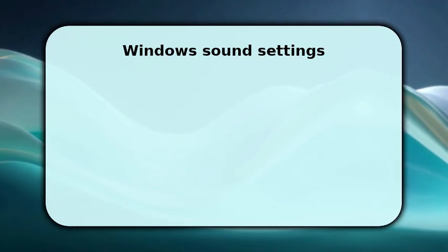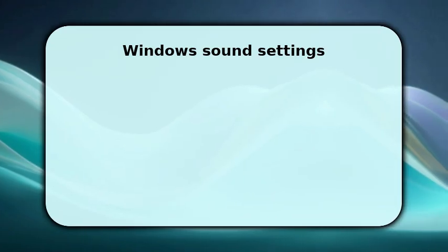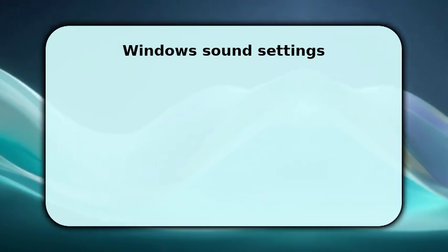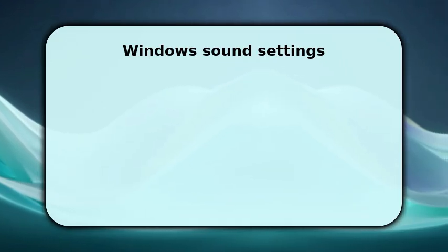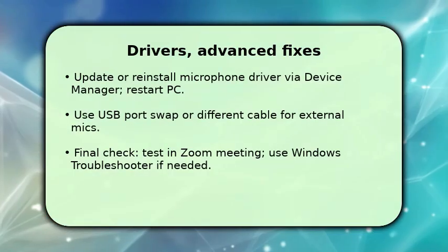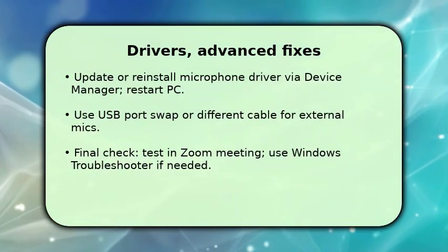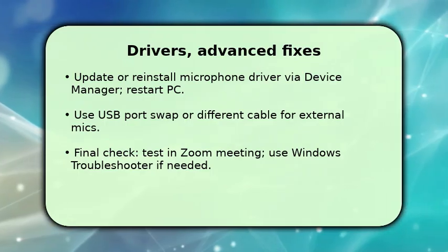Also open App Permissions for microphone and ensure Zoom has permission. If levels are correct but no signal appears, run Windows Troubleshooter to detect. Finally, address drivers and hardware. Open Device Manager, find your microphone under Audio Inputs, right-click to update driver or uninstall, then restart to force reinstall. That fixes many Windows 10 driver issues.